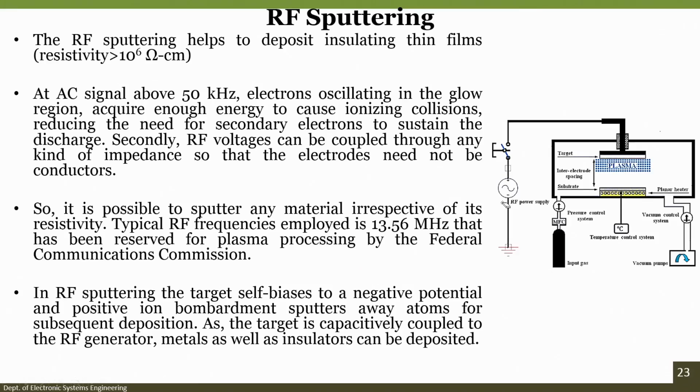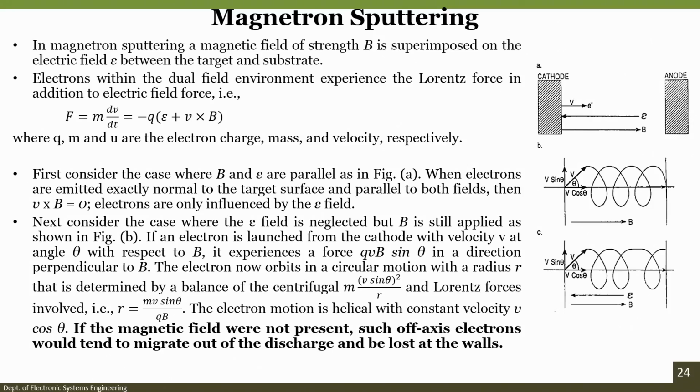Now, in RF sputtering, the target cell is biased to a negative potential and positive ions bombard it, knocking away atoms for subsequent deposition. As the target is capacitively coupled to the RF generator, metals as well as insulators can be deposited. So, these were the advantages of RF sputtering.